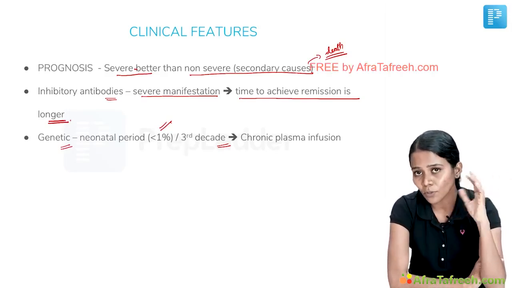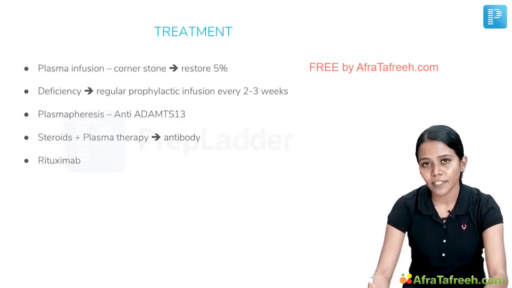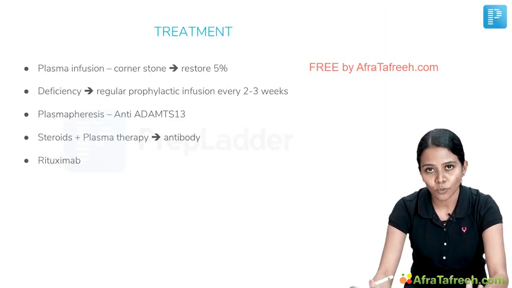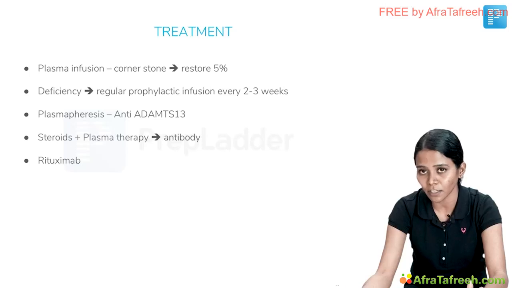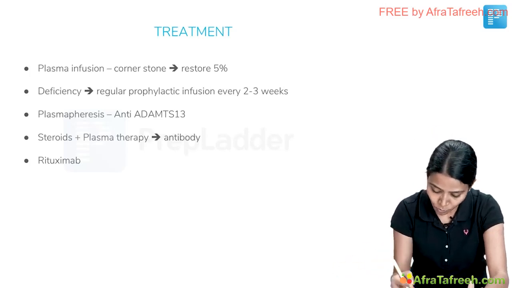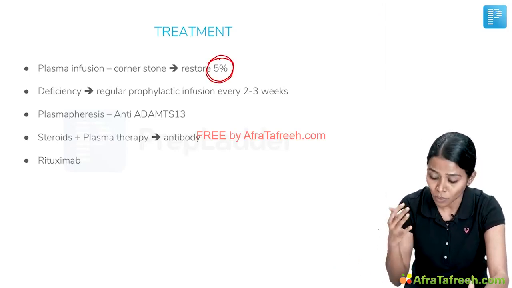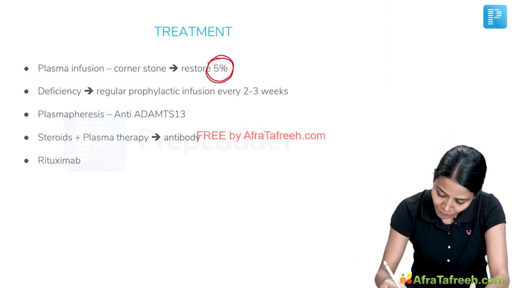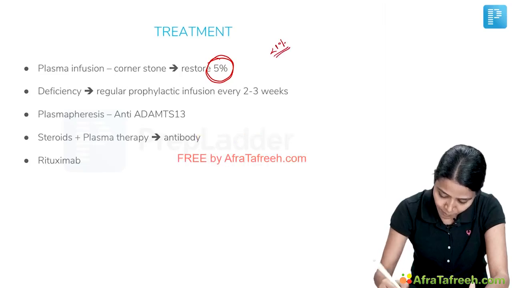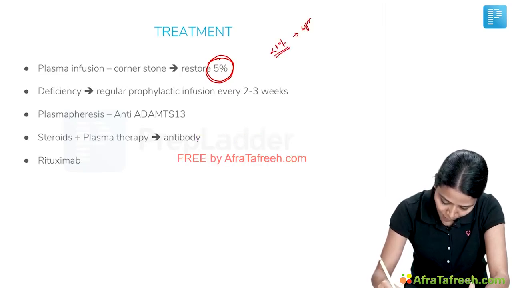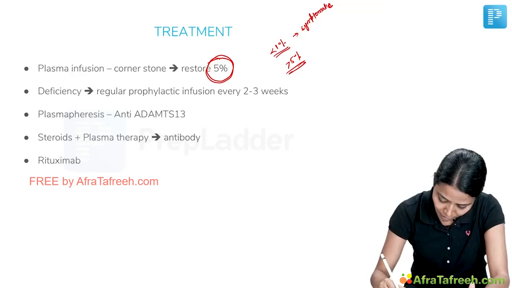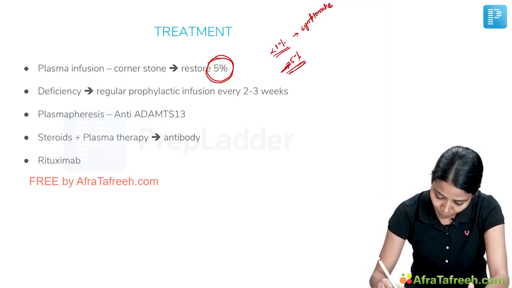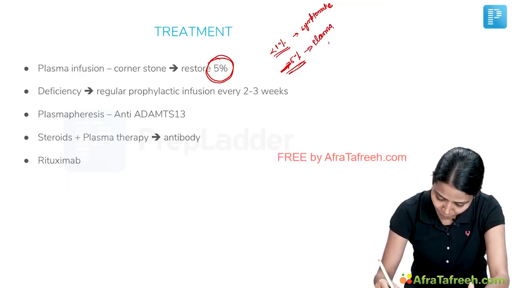So, these patients have to undergo chronic plasma infusion. Now, treatment: plasma infusion is the cornerstone of therapy in these patients. Why? Because plasma has this ADAMTS13. So, you are going to replace plasma, and you have to replace only till 5%. So, two important numbers we have to learn. First, only at less than 1% of ADAMTS13 level does the patient become symptomatic. And while doing plasma infusion, our target is to achieve 5%.